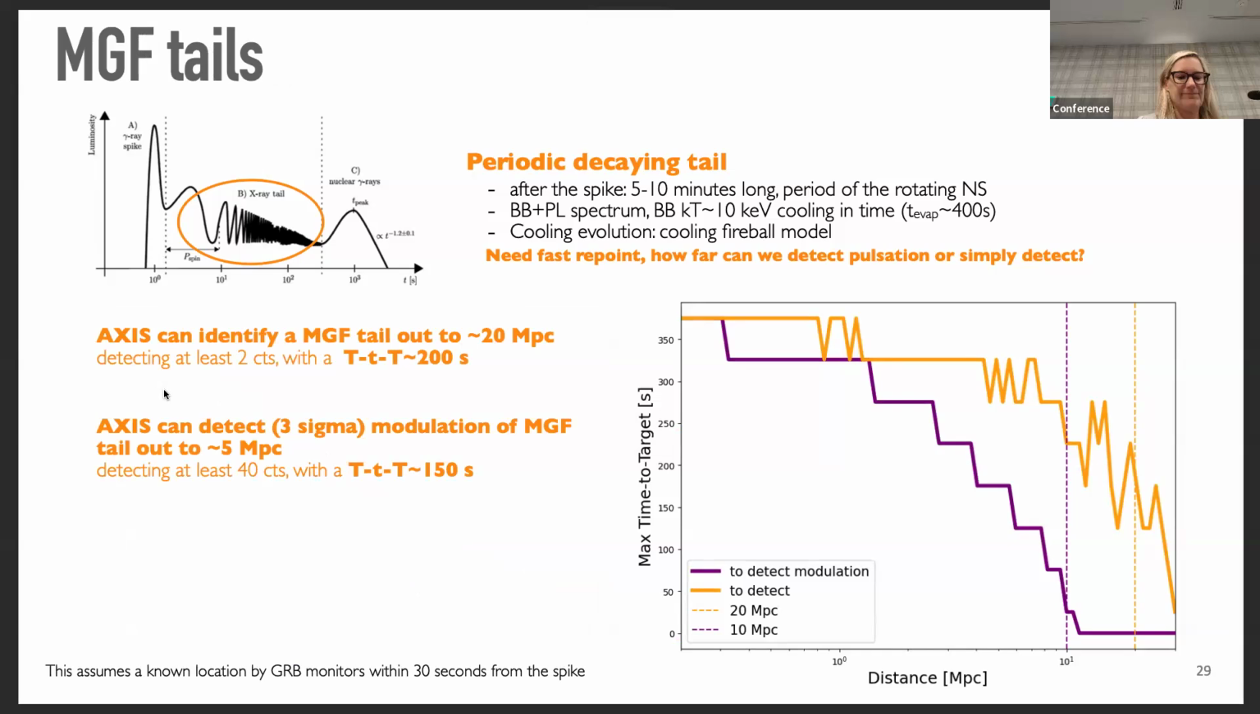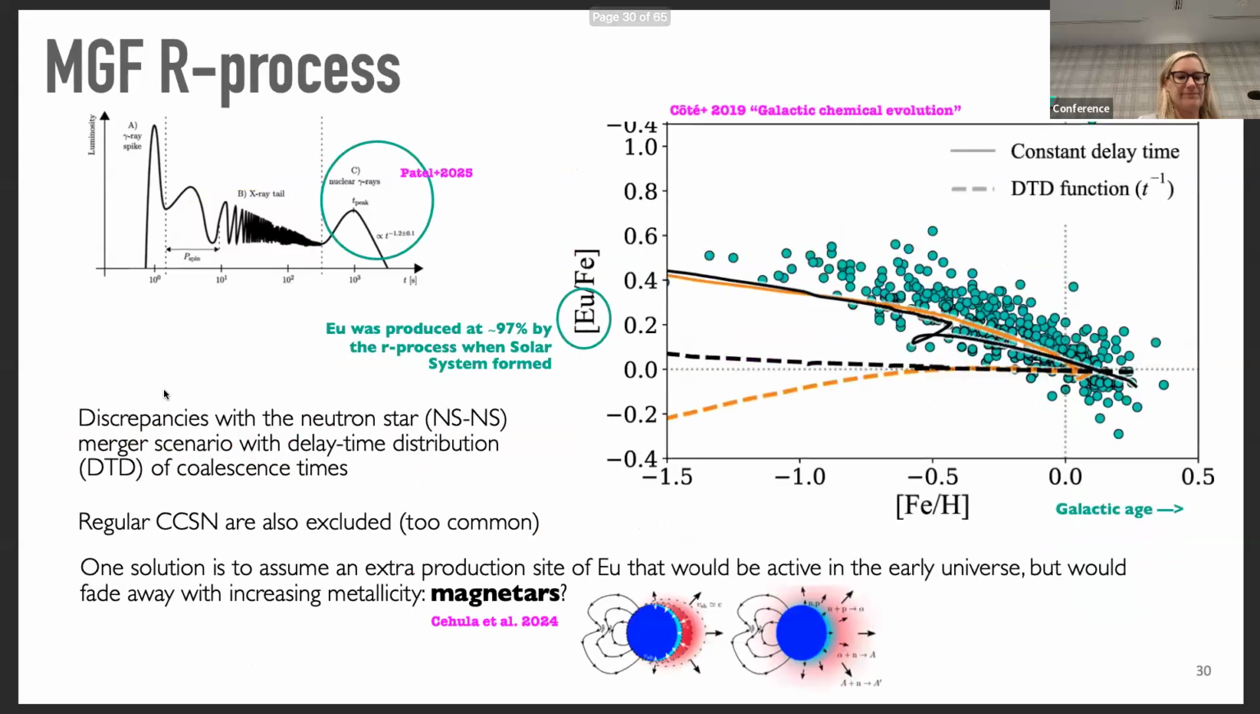If you need to detect pulsations instead, and you repoint in 150 seconds, you could see them out to 5 megaparsecs, so a little bit more constraining, but it's something. The last thing that I want to mention, and I'll try to be quick on this, is that the answer, it's very cool, but the answer is that probably it's unlikely to see this.